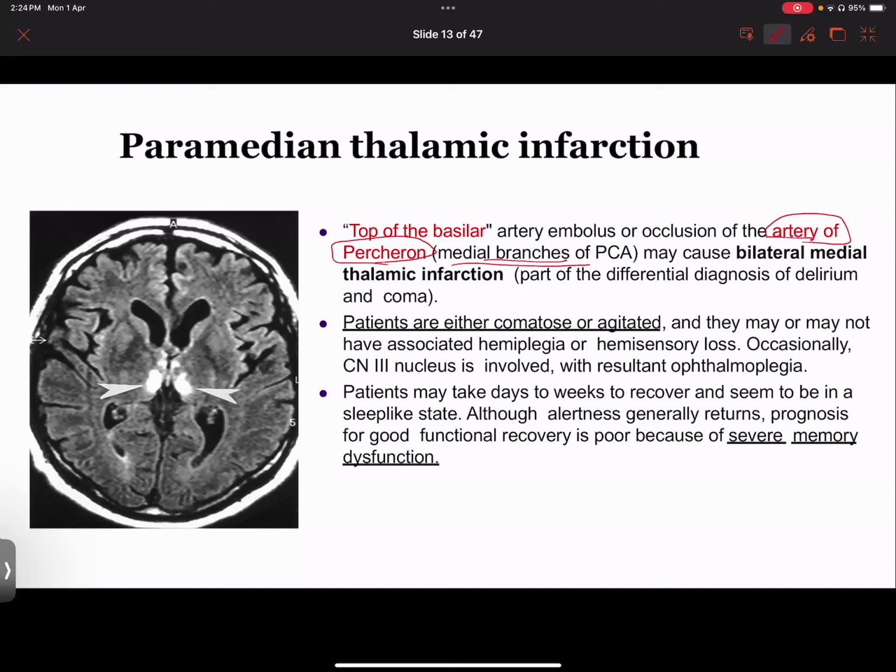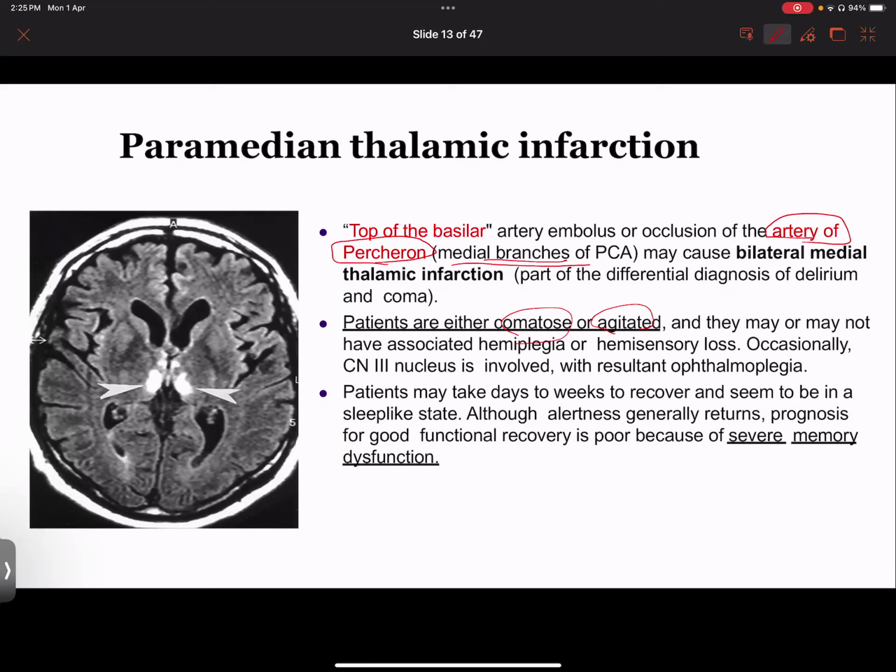What happens? We're going to have bilateral medial thalamic infarction. What does that mean? Both parts of the medial thalamus are deprived of oxygen, so they're going to have an infarct, or they're going to die. This is going to cause delirium. It's going to cause the patient to be either agitated or comatose. They're either in a state where they're agitated and delirious, thinking of things that are not true, or they're comatose and not responsive. They can also have hemiplegia or hemisensory loss, it depends.